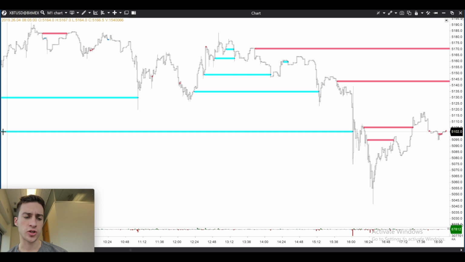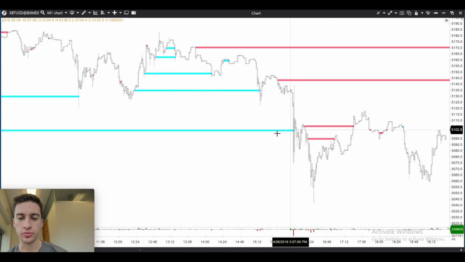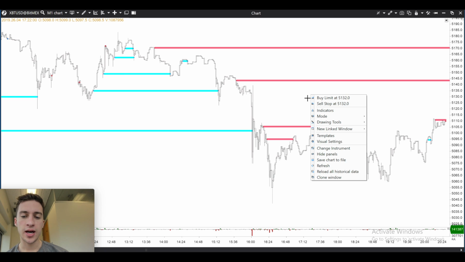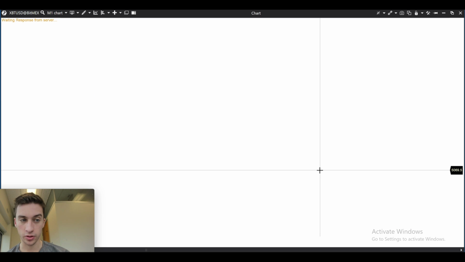Even this unfinished auction that had been unfinished for quite some time, this one did resolve as well. Now, I'm using XBT USD. You can also look at FUSD on BitMEX, or if you even wanted to, you could look at any cryptocurrency that you want to look at.